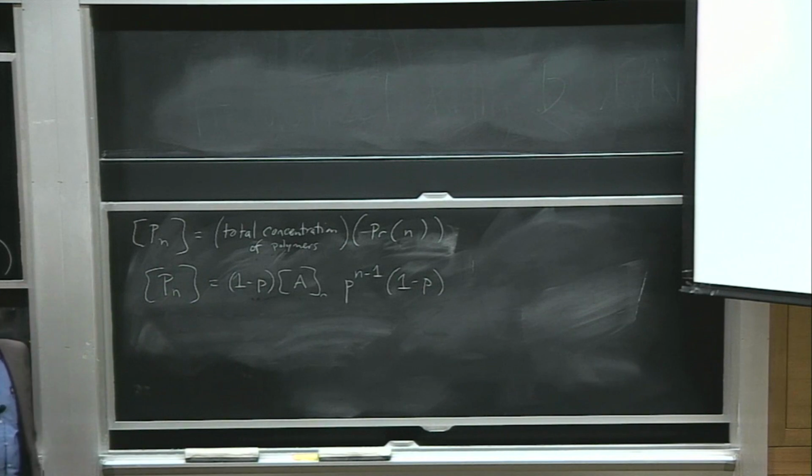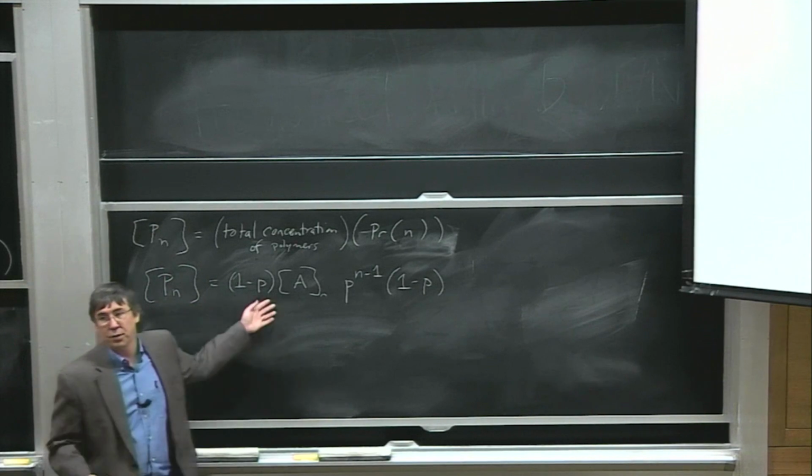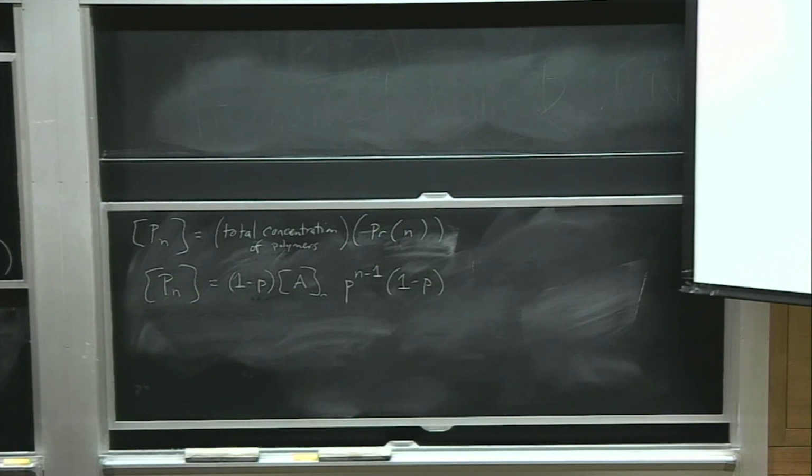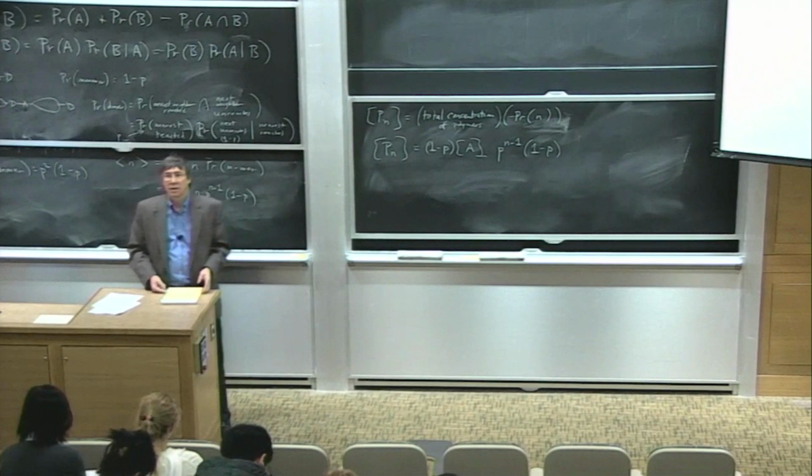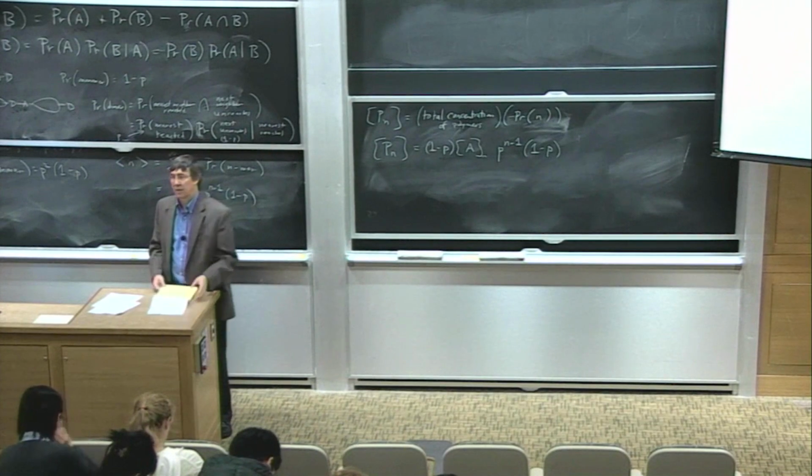All right. And this is called the Flory distribution. And that gives the concentrations of all your oligomers after you do a polymerization, if they're all uncorrelated and you don't form any loops.